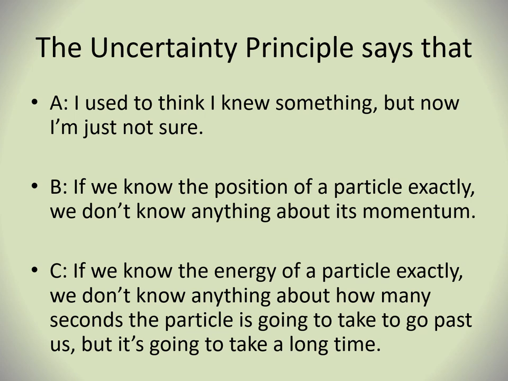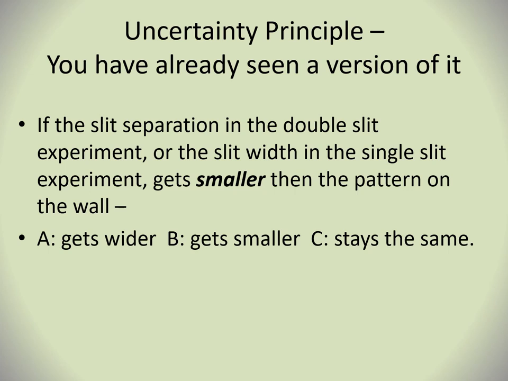Well, A is pretty tempting, but actually it's B and C. There are two uncertainty principles, one for position and momentum, and another pair, the uncertainty relation for energy and time, and they're both important. You've already seen a version of the uncertainty principle.